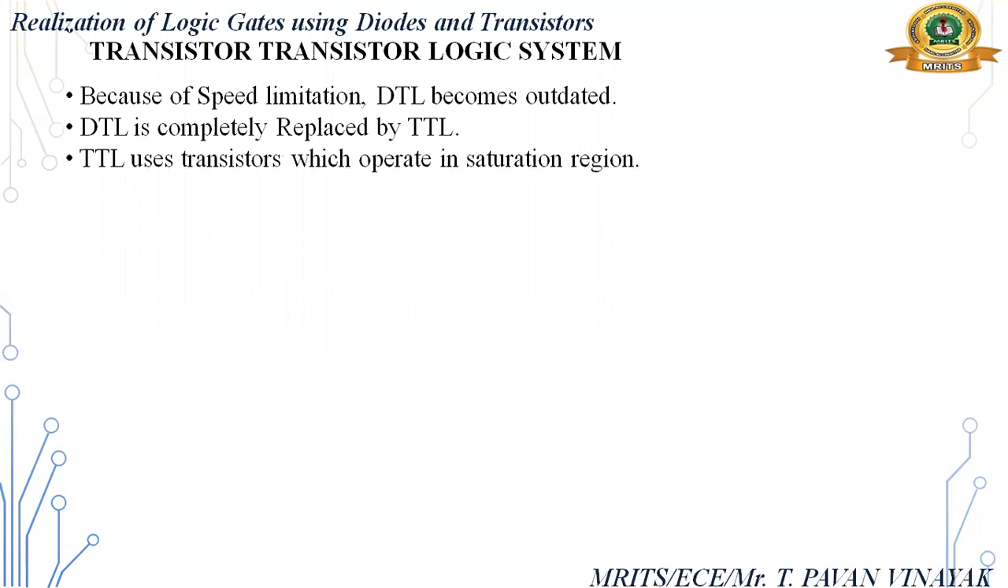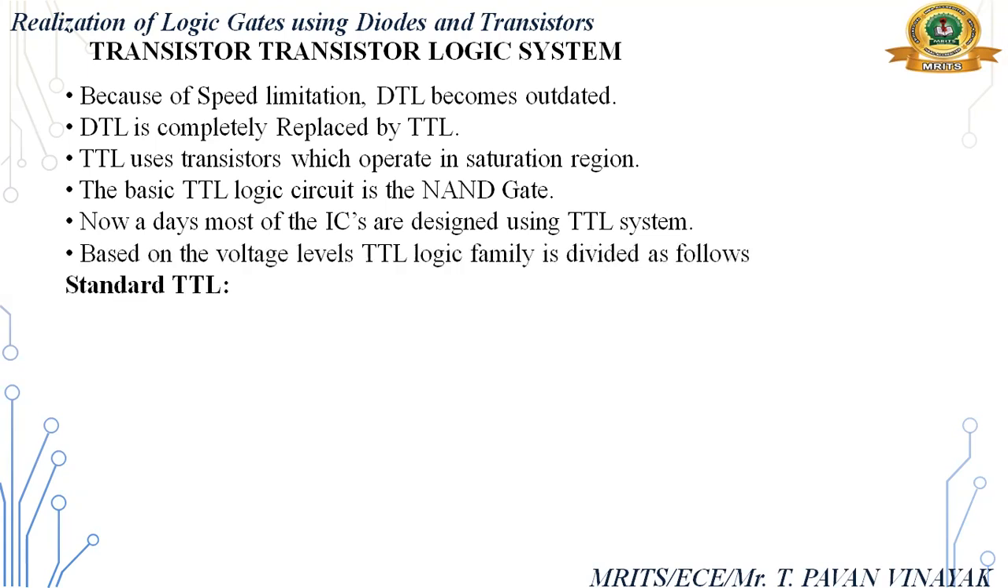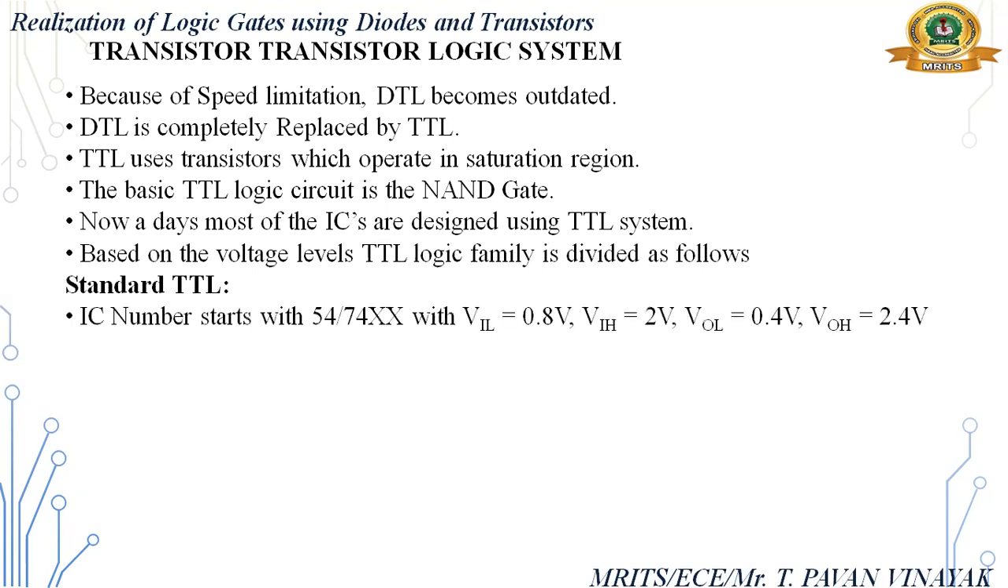The transistors used here operate in saturation region, and the basic TTL gate we use is the NAND gate. Nowadays most of the ICs are designed using TTL system only. The TTL logic family is further classified into four types according to the voltage parameters. The first one is standard TTL.